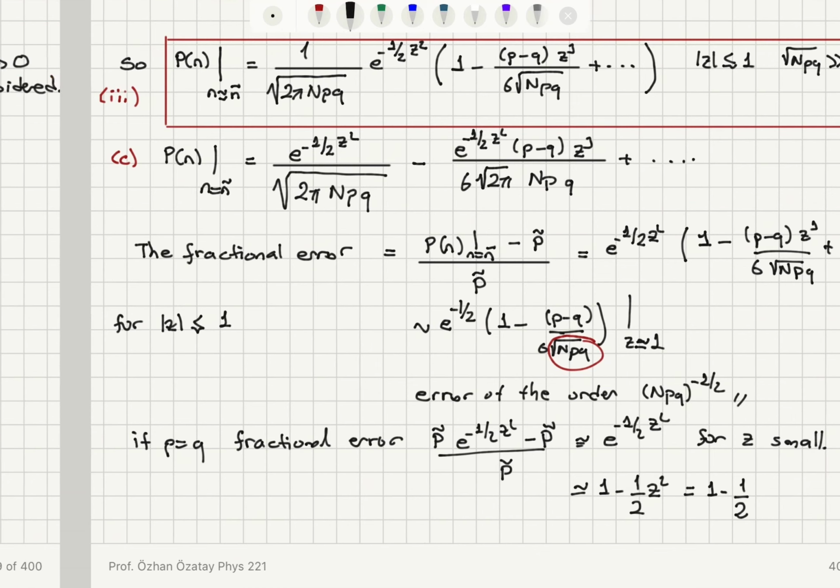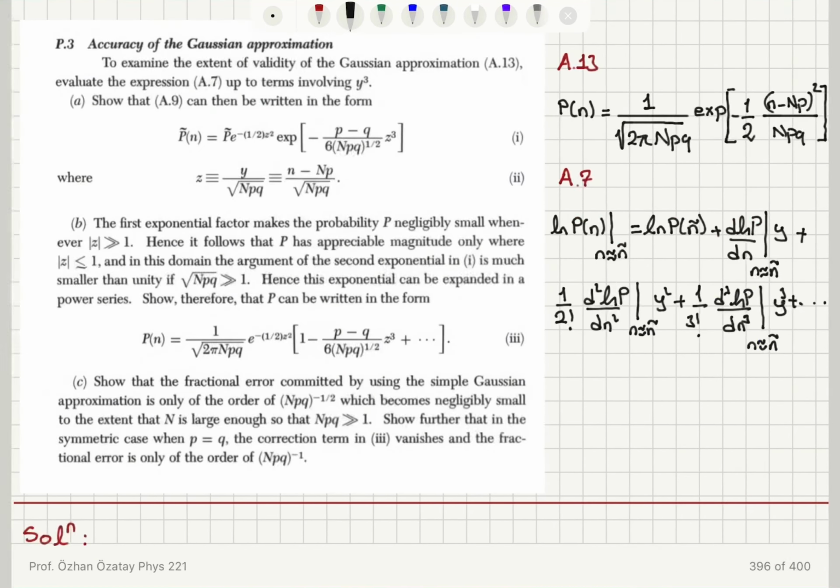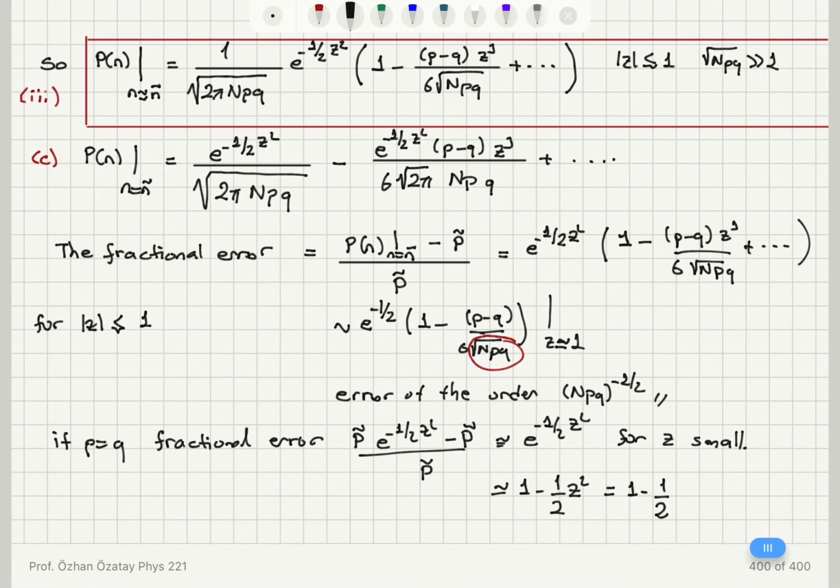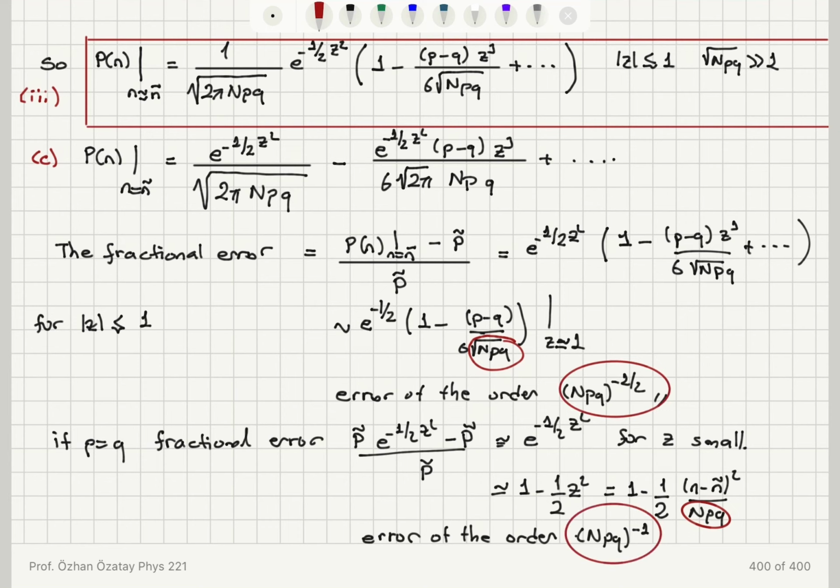If you go back to the definition of z, z was defined by n minus n tilde divided by square root npq. So I can substitute for z, n minus n tilde squared divided by capital NPQ, and I see that now I have capital NPQ here. So error of the order capital NPQ to the power minus 1. Here it was capital NPQ to the power minus 1 over 2. Here the error is of the order capital NPQ to the power minus 1.